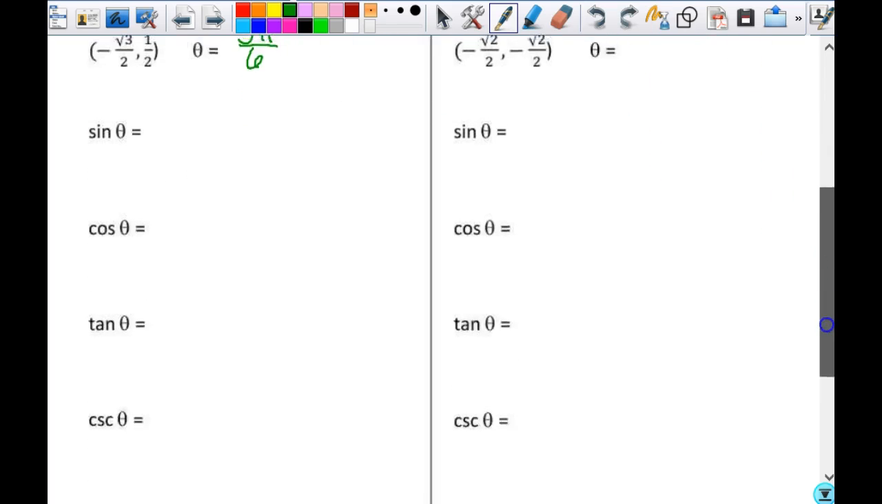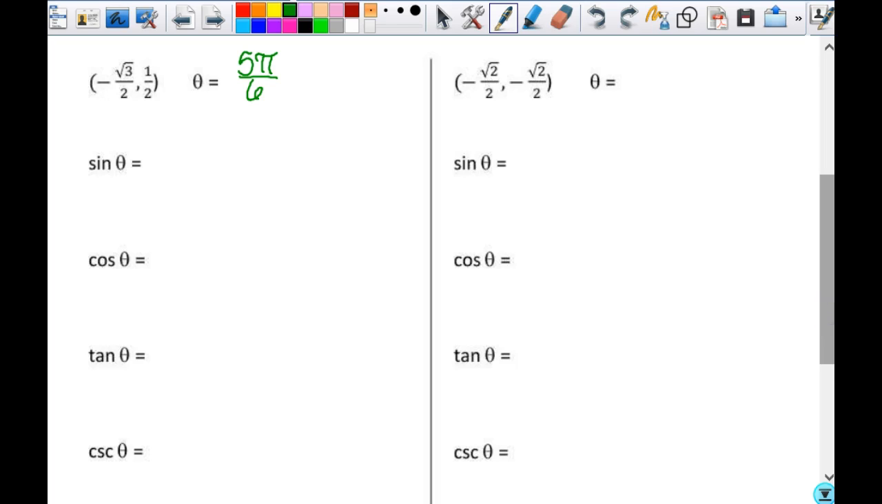So, sine theta. Remember your ordered pair is cosine, sine, so sine theta is just 1/2. Just get it straight out of the ordered pair. Cosine theta is your x value, so that's negative square root of 3 over 2. Finally was able to get that out of my mouth.